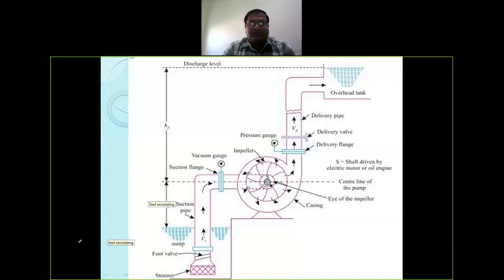Let's move on. The first component of the centrifugal pump is the impeller. It is a wheel or a rotor with a number of blades or vanes fitted on it, and it is fixed on the shaft. You can see I have already shown you the figure; I will show it again. This is your impeller, and these are your blades.